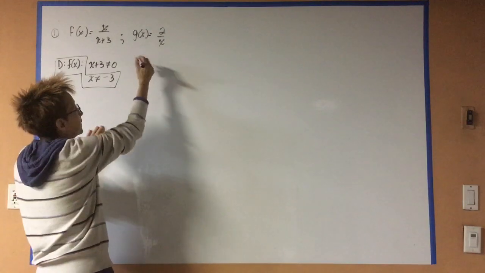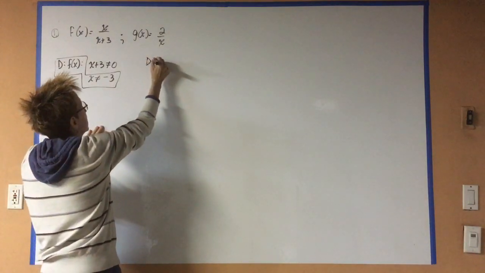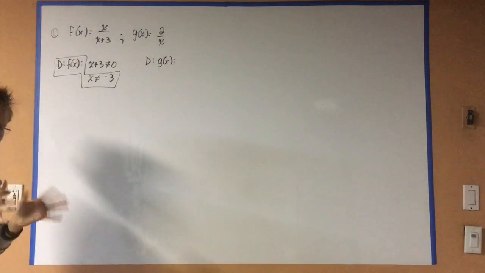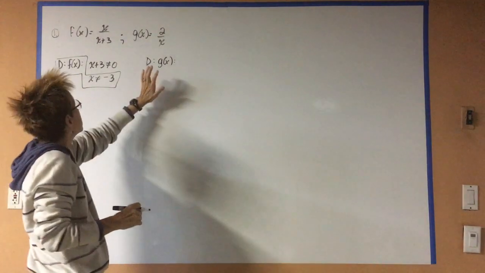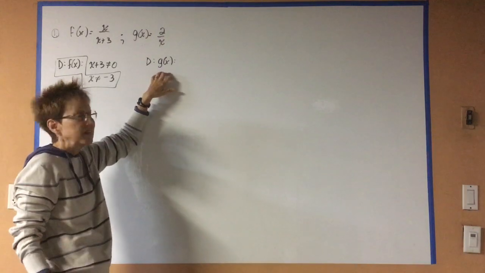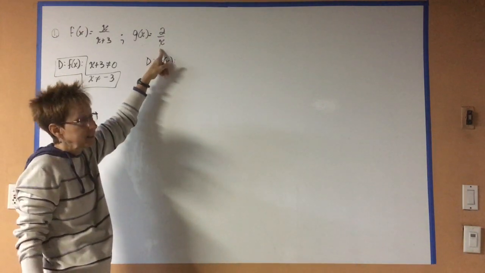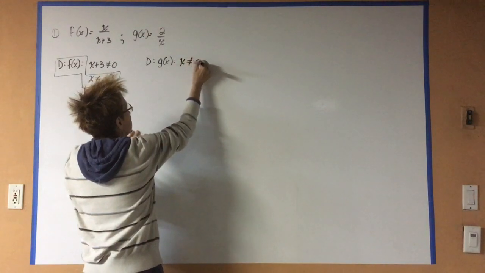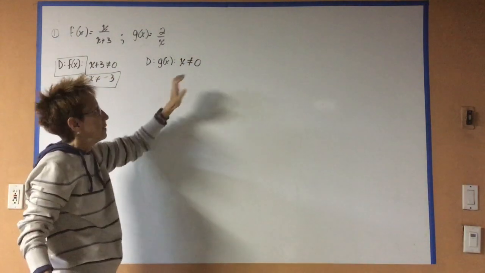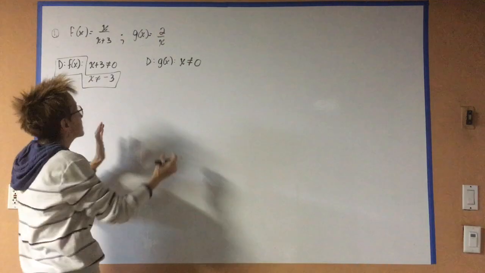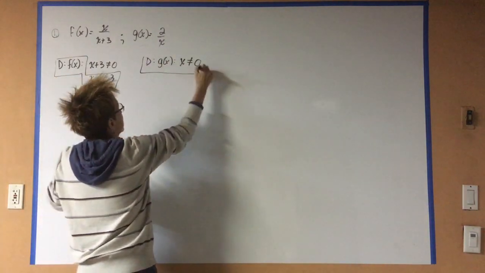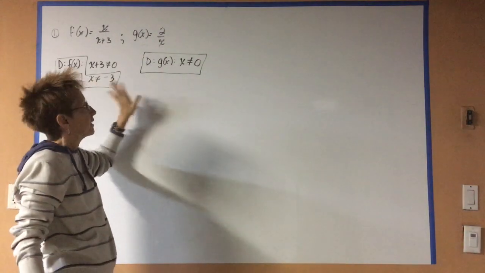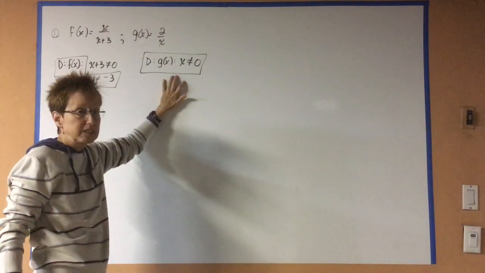I'm going to go figure out the domain of g of x as well, because again, it will play a part in terms of my composite function. So domain of g of x, I'm looking for restrictions on x. Sure enough, there's an x in the denominator, and this one's even easier. The denominator can't equal 0. The denominator is x, so I'm done. There's my domain of g of x. So domain of f of x, x can't be negative 3, everything but negative 3. Domain of g of x, everything but 0.